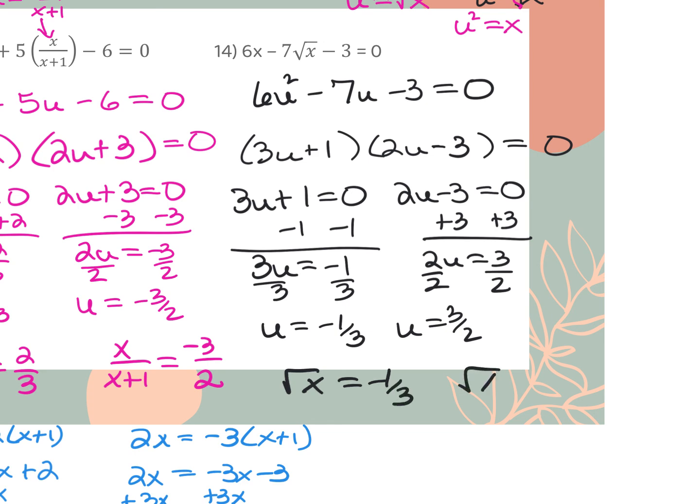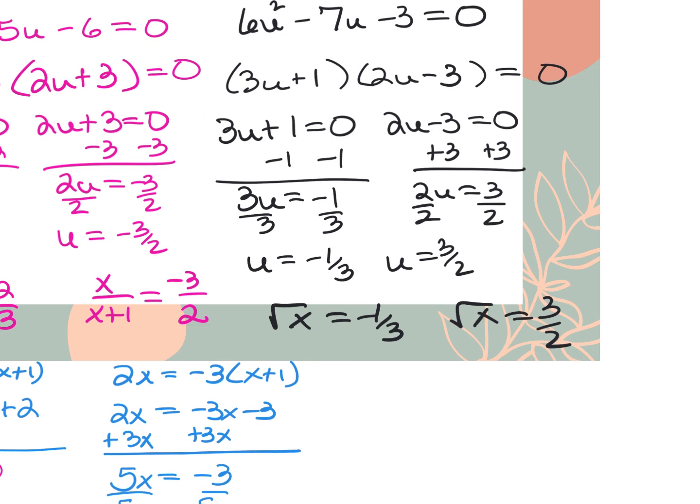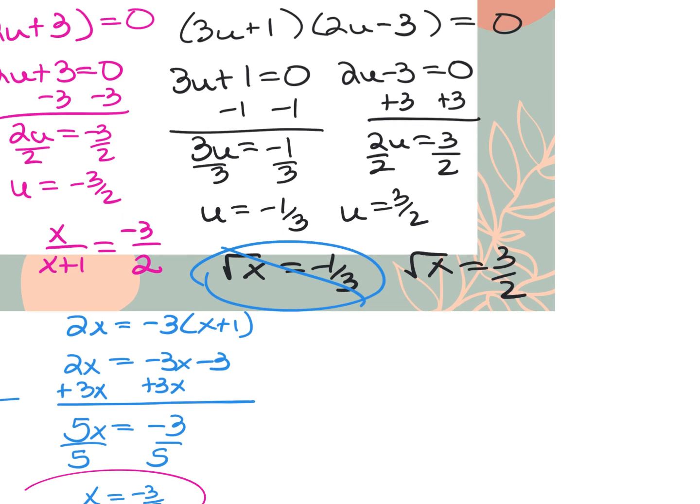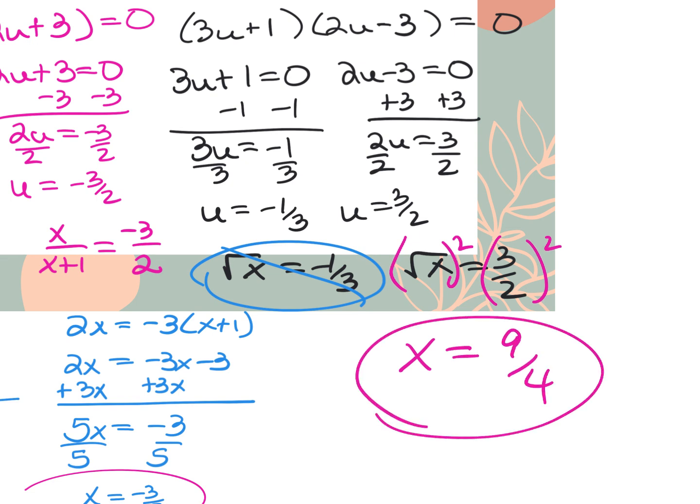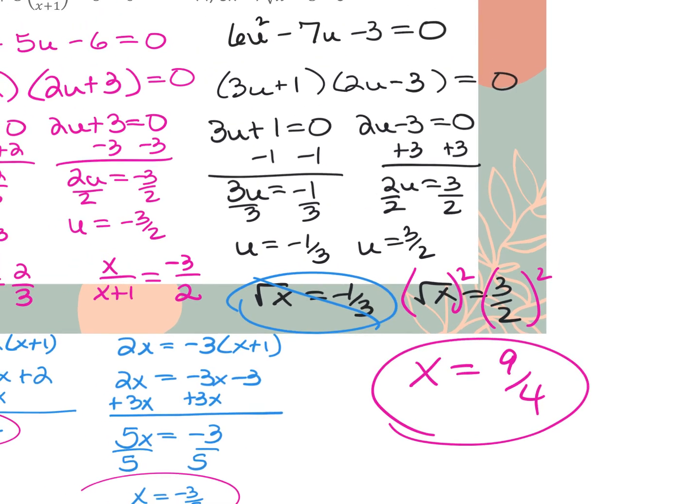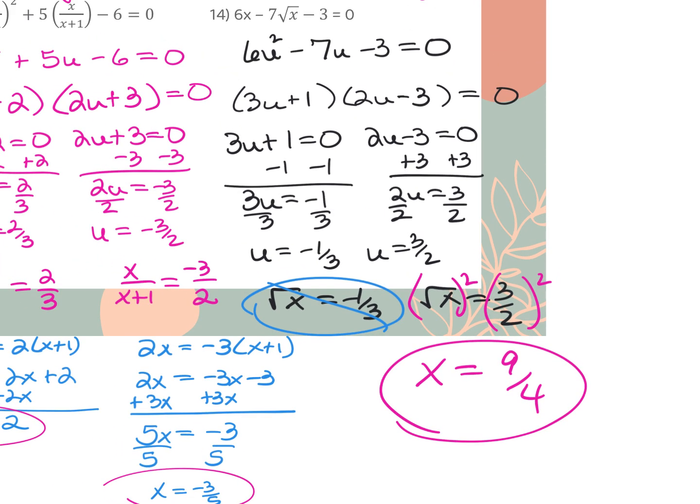And square root of x equals -1/3. I don't want to try to solve this because this would give me something negative, which isn't going to happen. So don't solve that one. But the square root of x equals 3/2, this one I can solve by squaring both sides to get rid of the radical. And I get x is equal to 9/4. And that's my only solution. And that is it for the notes on 6.1a.